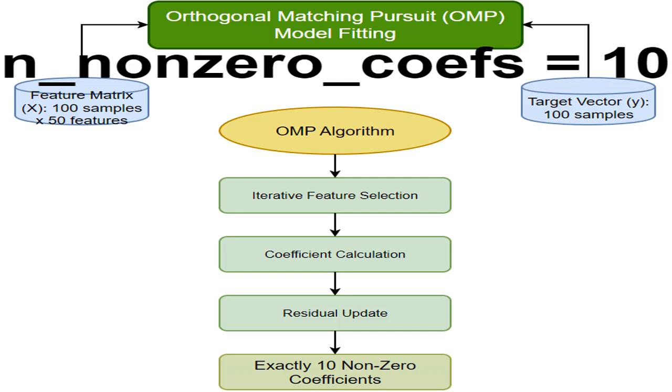This parameter is crucial. It sets a limit on the number of features I can use in my model. I will select at most 10 features and set the coefficients of the remaining features to 0. Think of it as having only 10 slots to place my Lego pieces.